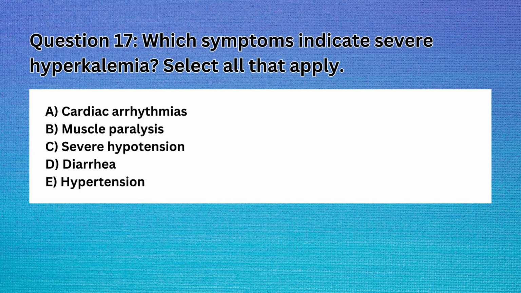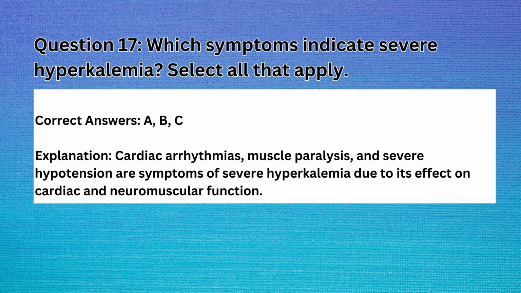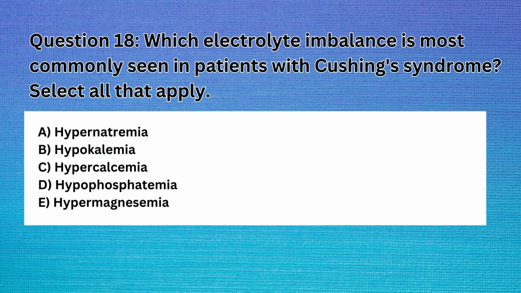Question 17. Which symptoms indicate severe hyperkalemia? Select all that apply. A. Cardiac arrhythmias. B. Muscle paralysis. C. Severe hypotension. D. Diarrhea. E. Hypertension. Correct answers: A, B, C. Explanation: cardiac arrhythmias, muscle paralysis, and severe hypotension are symptoms of severe hyperkalemia due to its effect on cardiac and neuromuscular function.